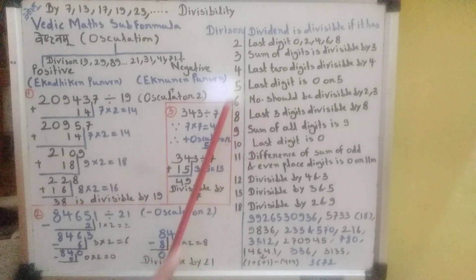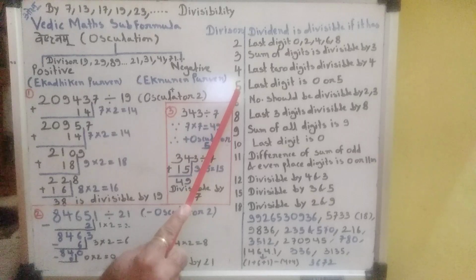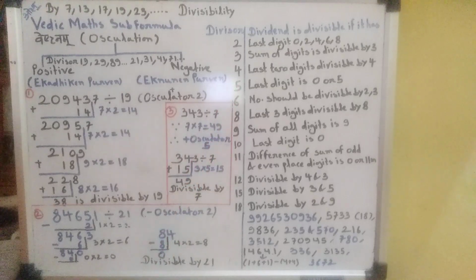To check whether a number is divisible by 5, the last digit of the dividend should be 0 or 5. For example, 235. Here the last digit is 5. So the number is divisible by 5. We take one more example, 570. Here the last digit is 0. So it is divisible by 5.